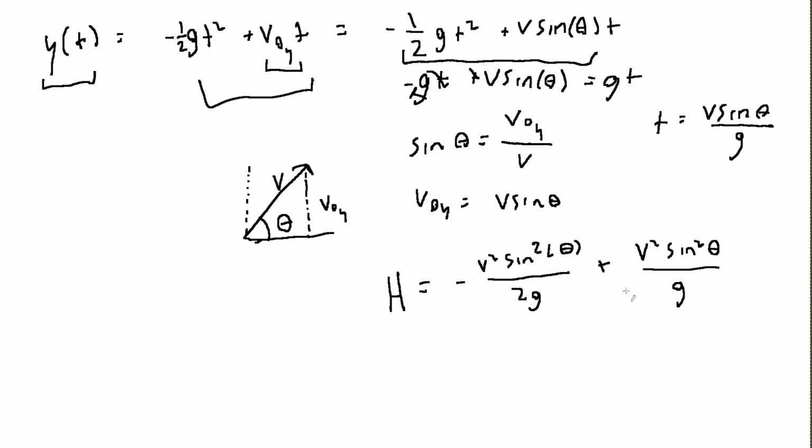This would work fine. However, let's just simplify a bit further, because we notice that the numerators are very similar, and the denominators are the same, just apart by 2. And if you look into it, this is actually half of this. And since it's negative, we just subtract half. So we can simplify and say H is equal to just v squared sine squared theta over 2g. It's half of this. And that's our answer.